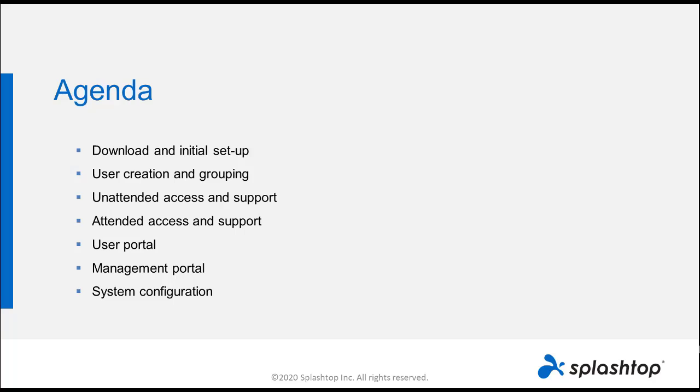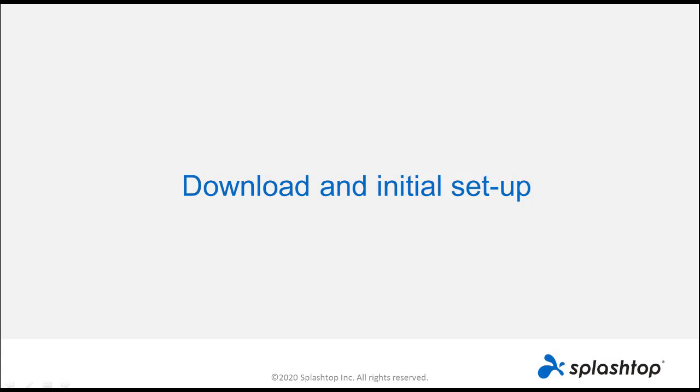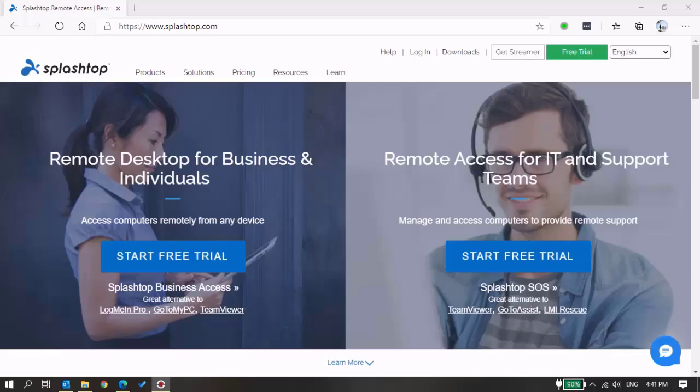In this video, we'll go over the features and look at how to download, install, and activate the On-Prem app, create users and group them, get set up for unattended access and support, attended access and support, navigate the user and management portal, and finally configure system parameters. Let's start by looking at where and how to download and set up the app.